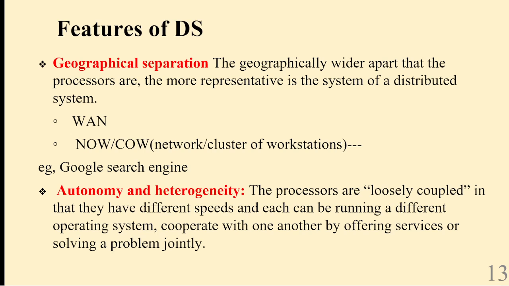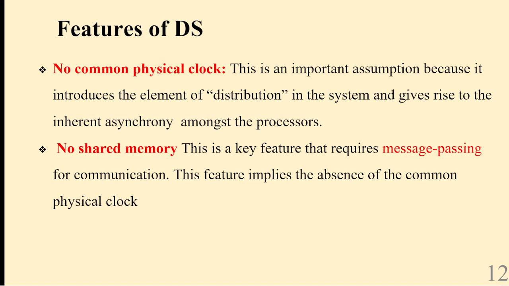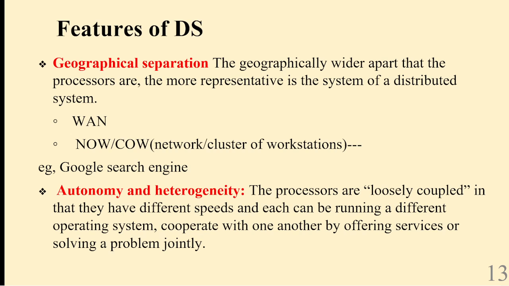So what did we learn in the features? We have four characteristics of a distributed system. First, there is no common physical clock. Second, there is no shared memory. Third, geographical separation, because the processors can be geographically apart. That is not an issue. Example, the Google search engine. Then autonomy and heterogeneity: autonomy means independent entities, which can be different. So these are the features of a distributed system.